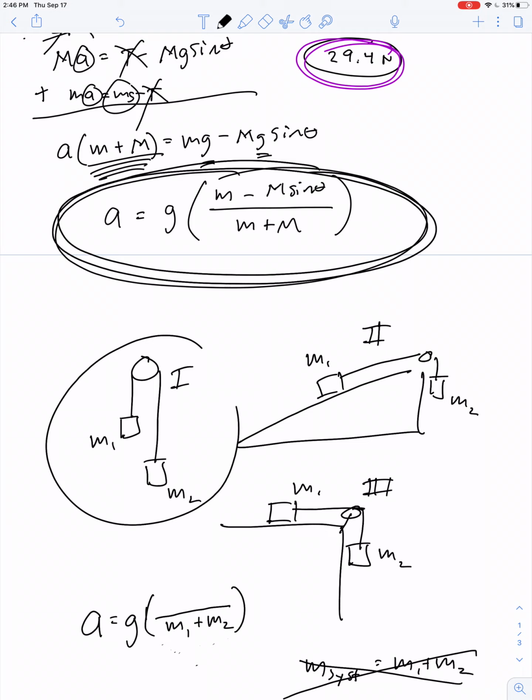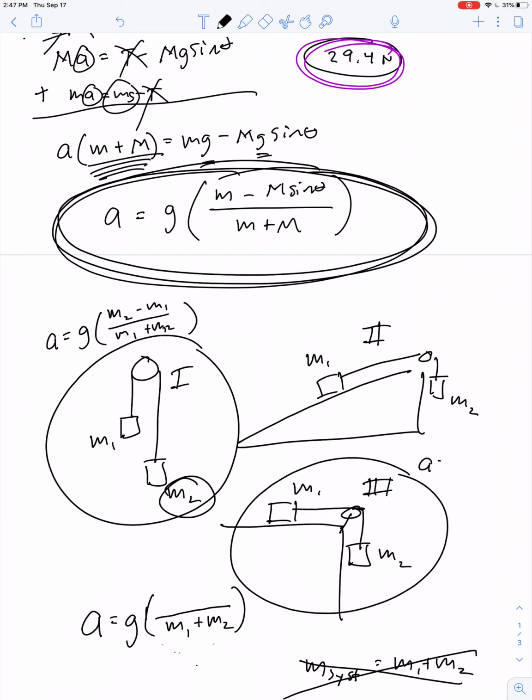I can tell you what the equation for acceleration would be for the simple Atwood's machine. It's a equals g times the quantity m2 minus m1 over m1 plus m2, assuming that m2 is the larger of the two masses. In this example, a equals g times, well, we know the denominator is going to be m1 plus m2. The numerator in this case is just m2 all by itself.